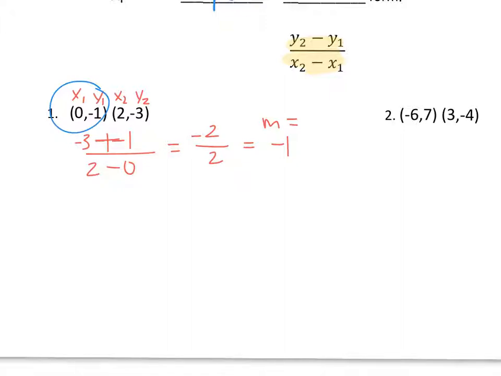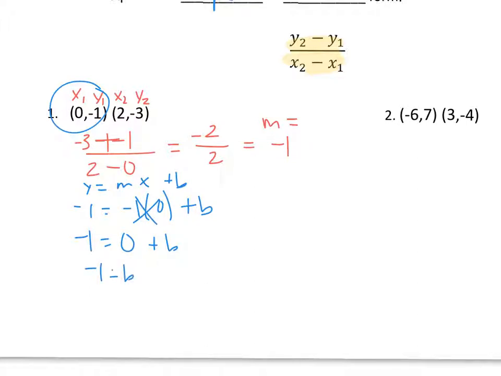So into slope-intercept form, I'll plug in y equals m times x plus b, and then -1 equals 0 plus b, because anything times 0 is 0. So b equals -1. So to put it all together, I get y equals -x minus 1, and I don't need to write the -1x. Don't need to write that, it's not needed. So that would be my final answer.